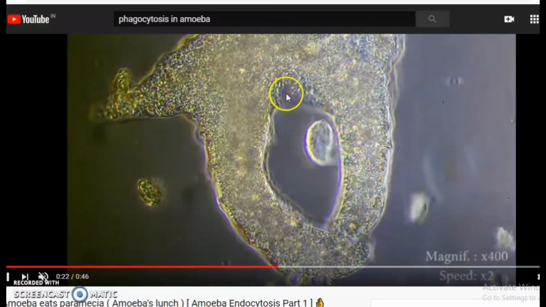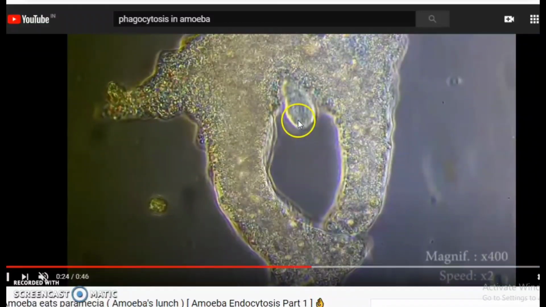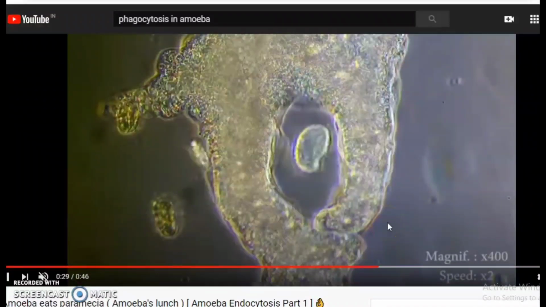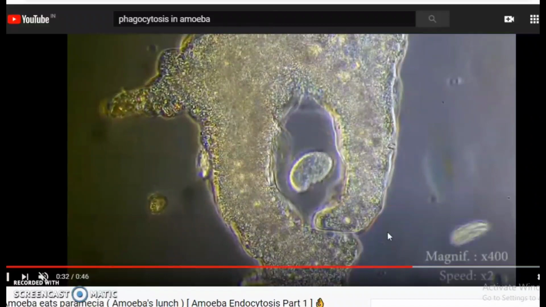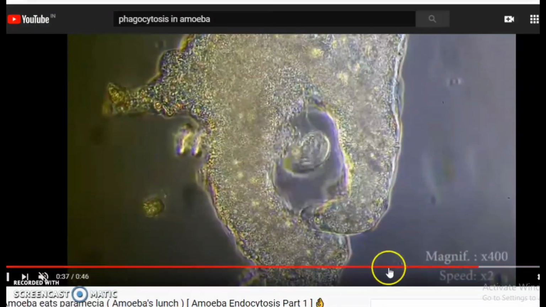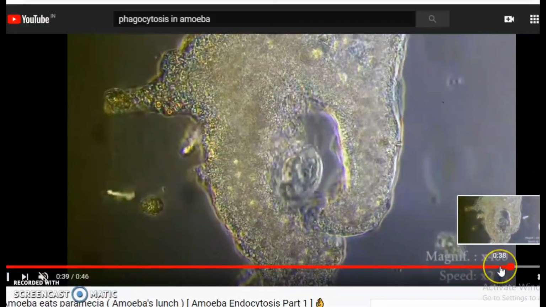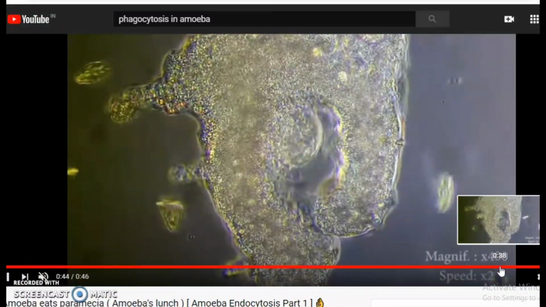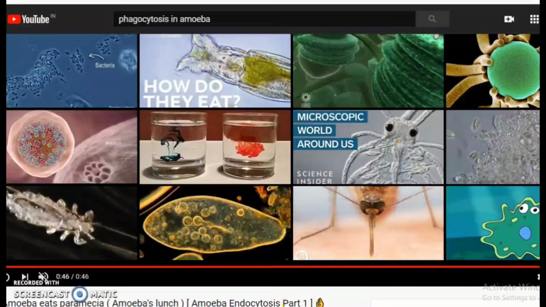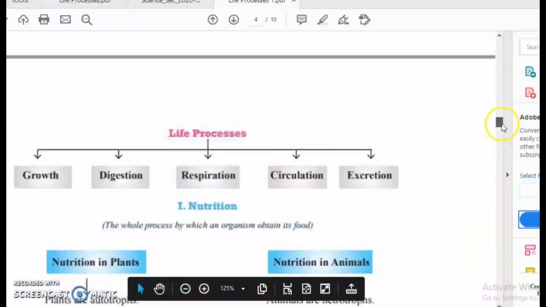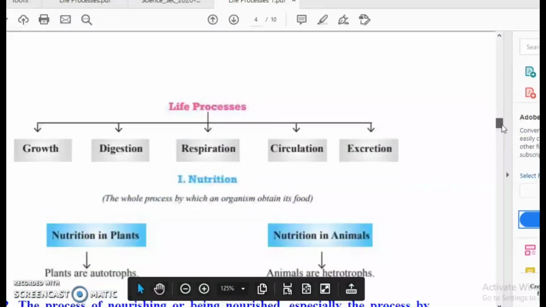And then within this food vacuole, a lot of digestive enzymes, remember enzymes, biological catalysts, will be secreted. And this food particle or whatever organism it is will be completely broken down to simpler substances and consumed by the amoeba. And we will find a diagram for the same in the NCERT textbook as well. So, well, this is my first YouTube video for you all, and we are going to start with the next life process, which is nutrition, in the coming tutorial.